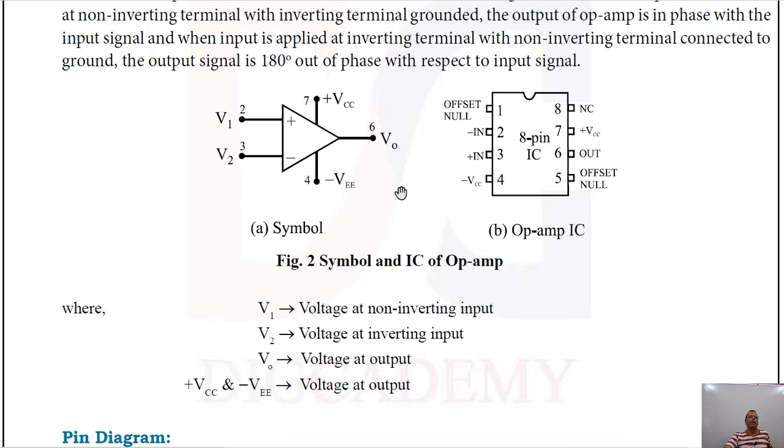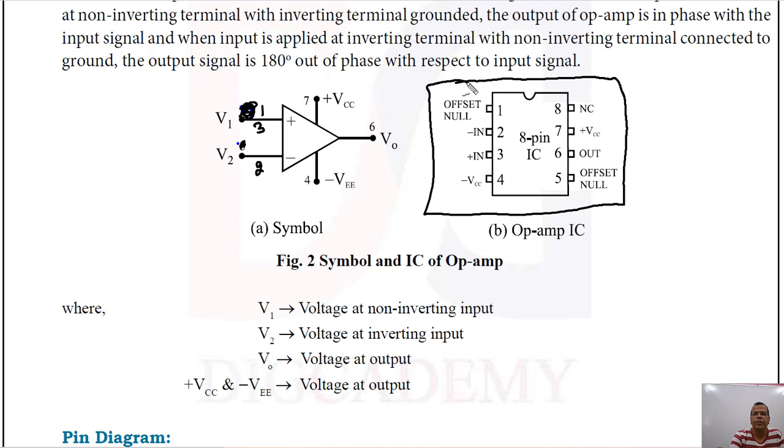We need to make a correction here. So I have made one correction here. Basically, this is your IC of the op-amp. Pin number 3 is the non-inverting terminal, and pin number 2 is the inverting terminal. So I have made just a small correction here: 2 is the inverting terminal, and 3 is the non-inverting input in this op-amp.